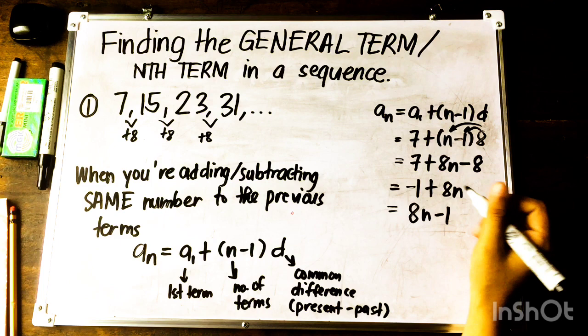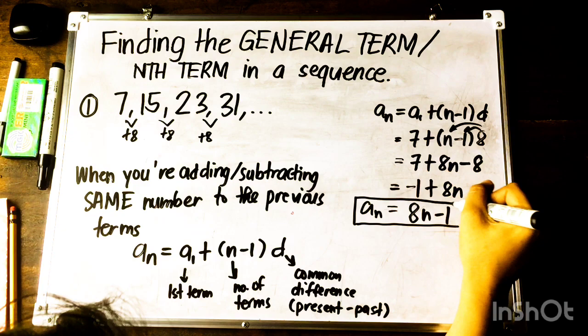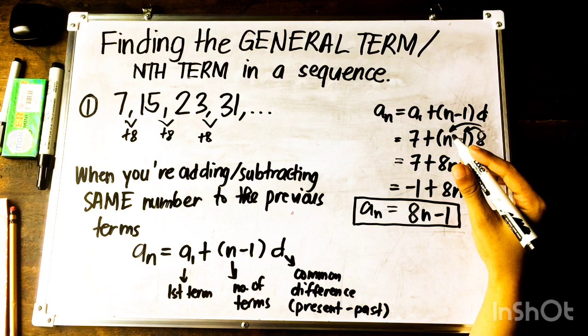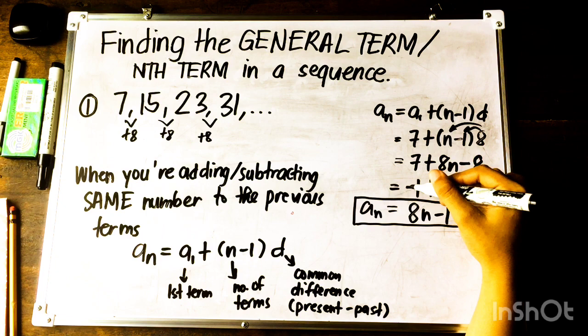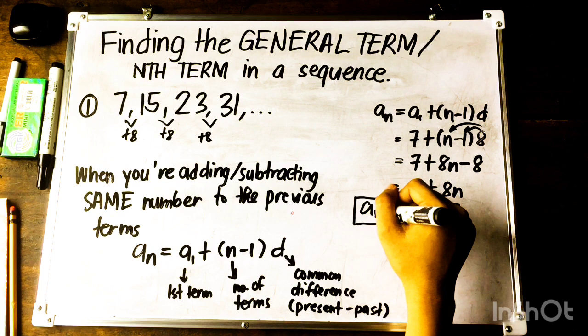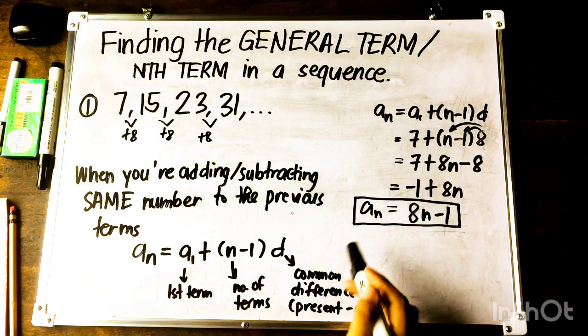I would prefer this 8n minus 1 para hindi ko makalimutan yung negative 1. Minsan kasi, class, in this way, the students often forget to write the negative sign. But anyway, they're both the same lang naman. So, our general term is a sub n equals 8n minus 1. So, how can we check if our formula is correct? To check, allow me to erase this.